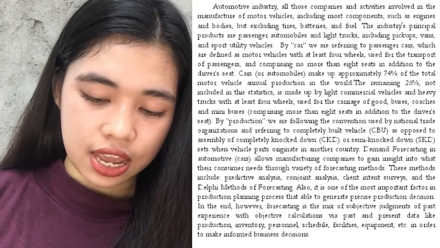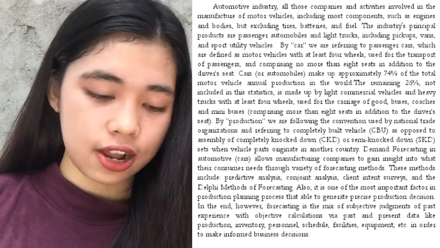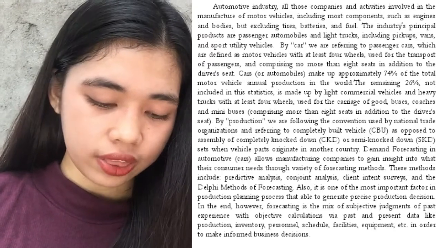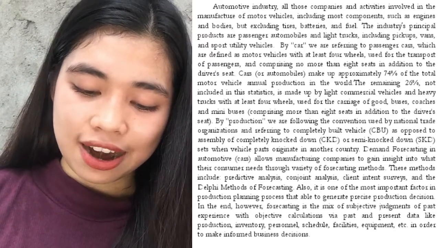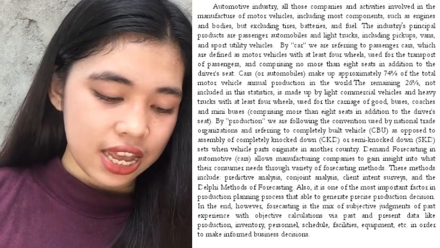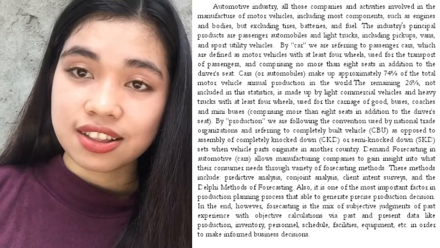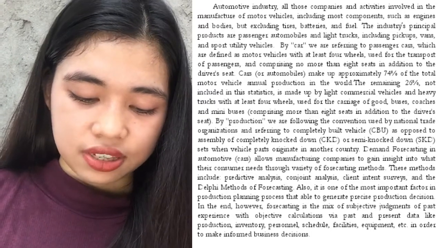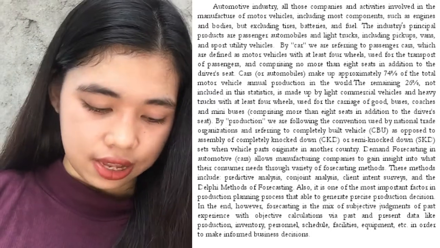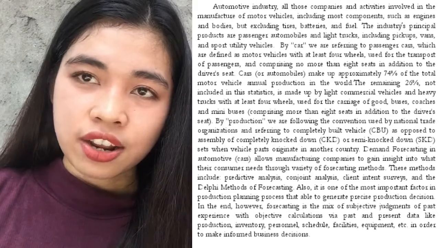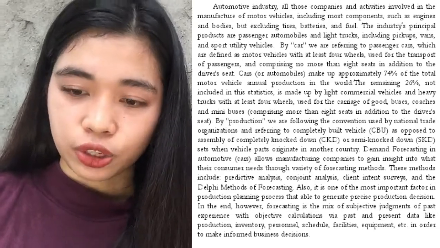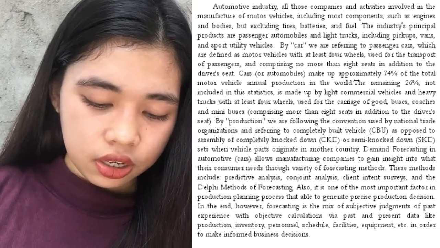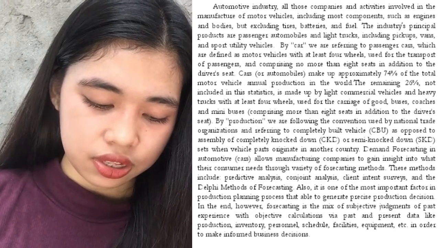Demand forecasting in automotive or cars allows manufacturing companies to gain insight into what their consumers need through a variety of forecasting methods. These methods include predictive analysis, conjoint analysis, client intent surveys, and Delphi methods of forecasting. Also, it is one of the most important factors in the production planning process that is able to generate precise production decisions.